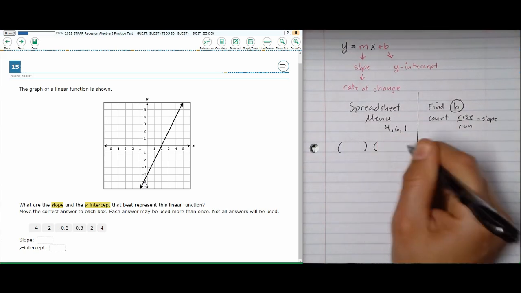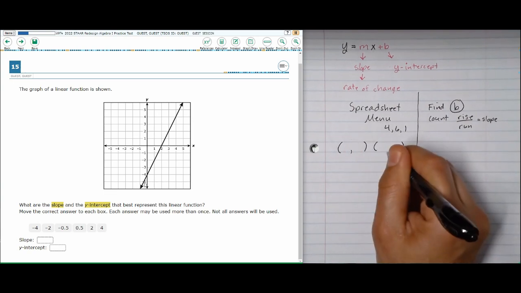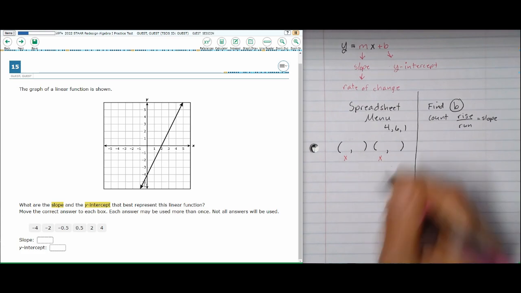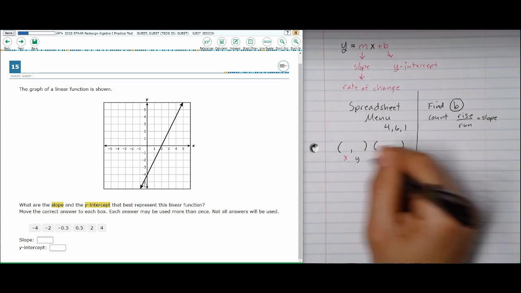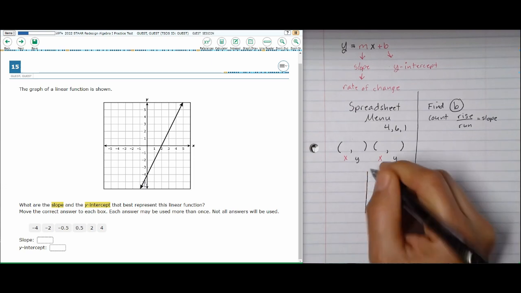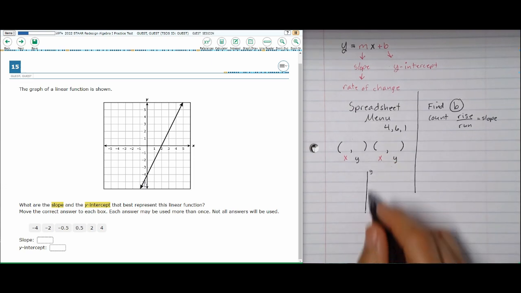So first of all, let's get our two ordered pairs, because if we do this, we have to have two ordered pairs. And you want to remember that when you write your ordered pair, the x value is always the first number, and the y value is the second number. The other thing is, when I talk about y value, I'm talking about the y-axis that runs up and down.